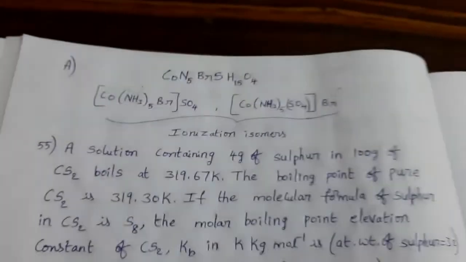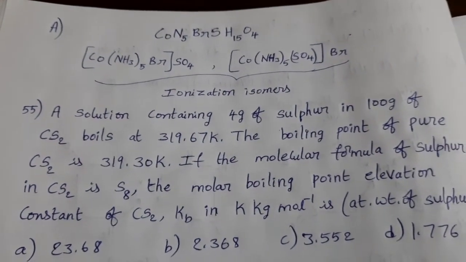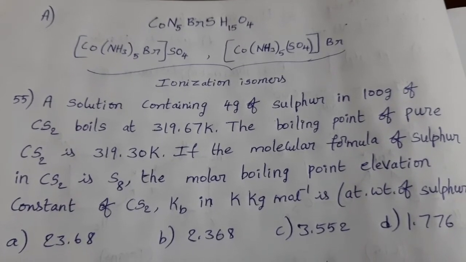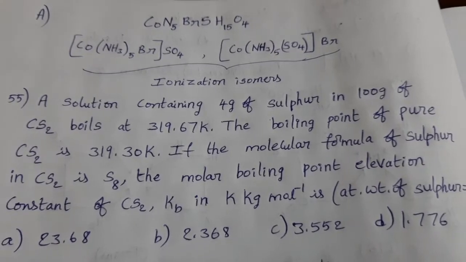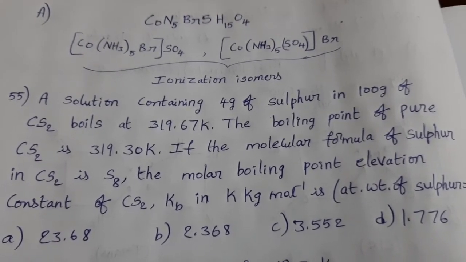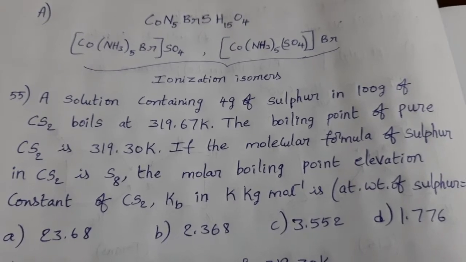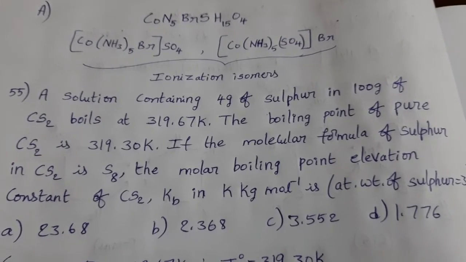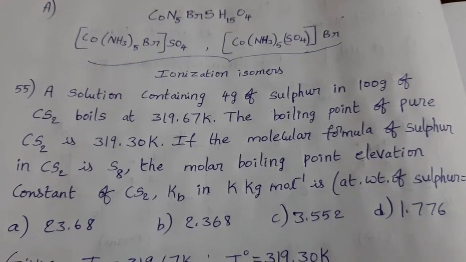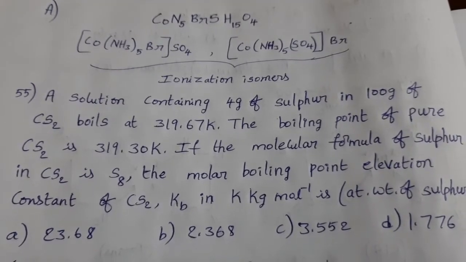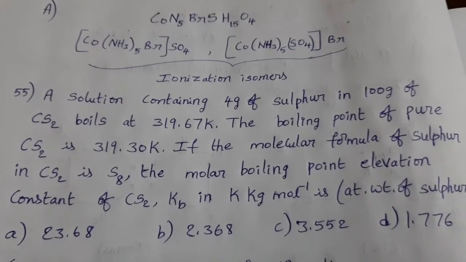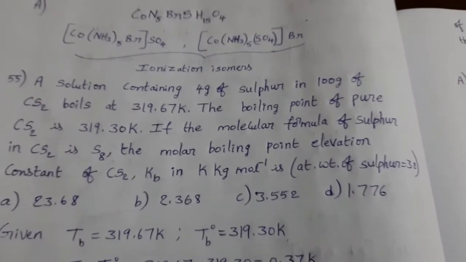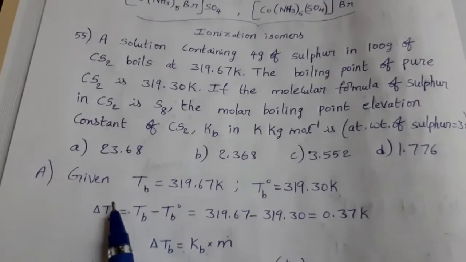Next, a solution containing 4 grams of sulfur in 100 grams of CS2 boils at 319.67 Kelvin. The boiling point of pure CS2 is 319.30 Kelvin. If the molecular formula of sulfur in CS2 is S8, the molar boiling point elevation constant of CS2, Kb in Kelvin kilogram per mole, is... Atomic weight of sulfur is 32. Okay, first write down given values.